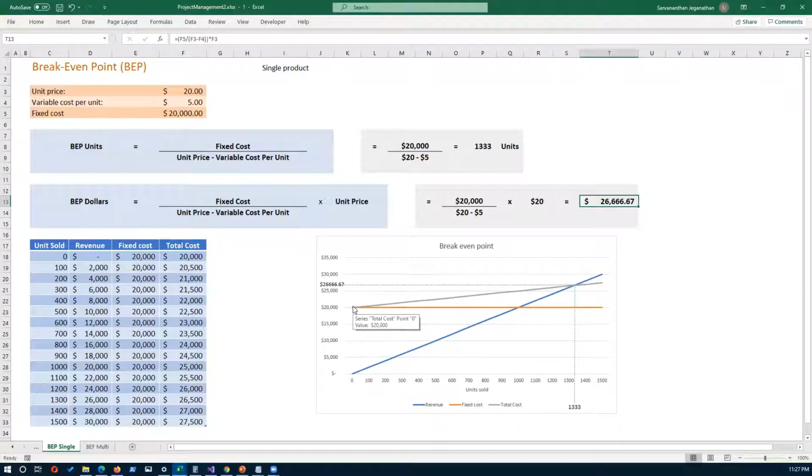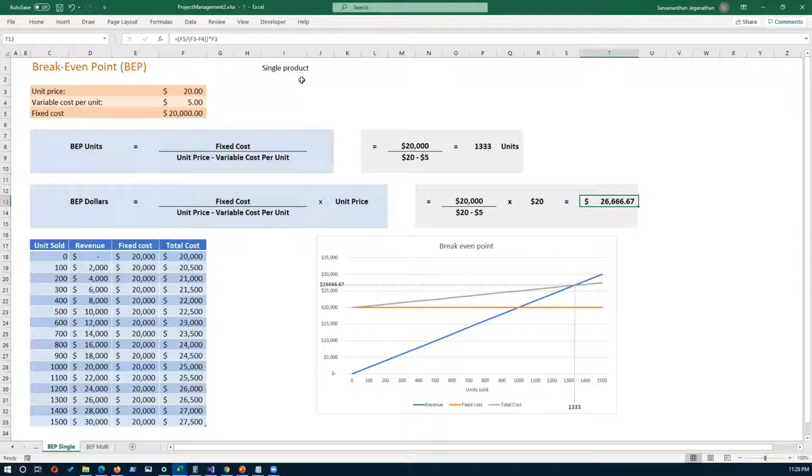But as you start increasing production, which we assume is related to the units being sold, you can see that the total cost goes up, and at one point the total cost intersects the total revenue. At that point the total cost is equal to total revenue. This point is when you have sold 1,333 units, or you have a revenue of $26,667.